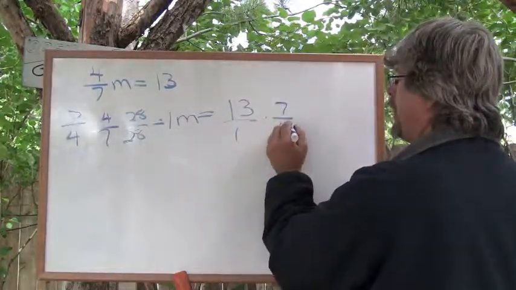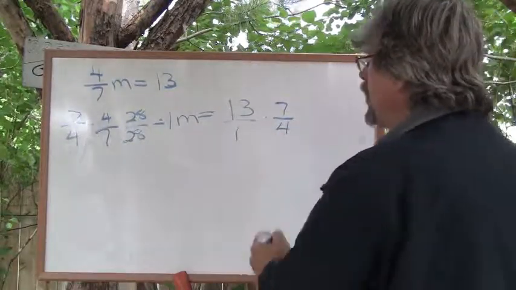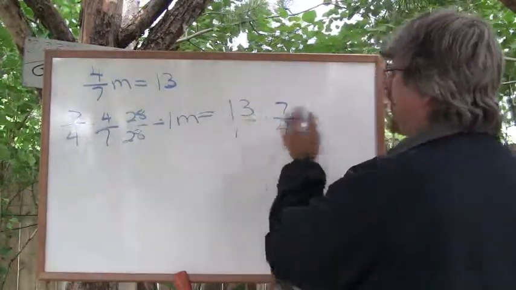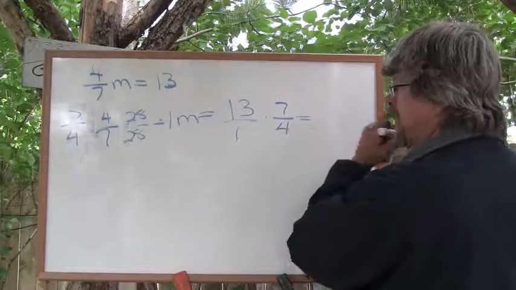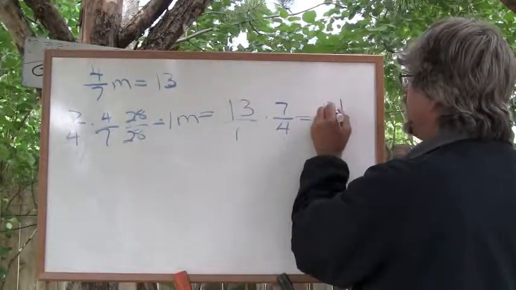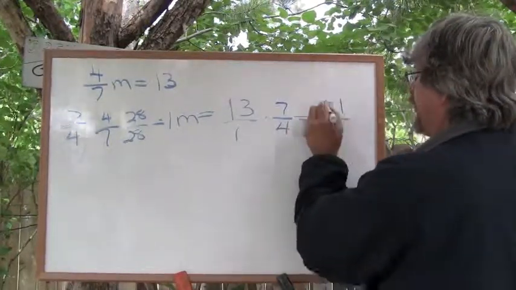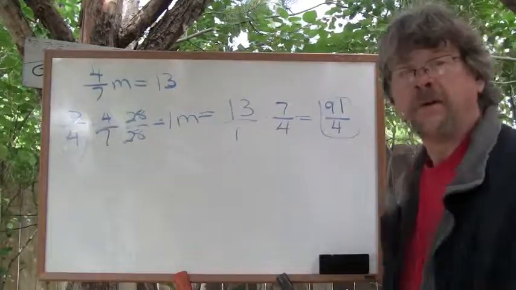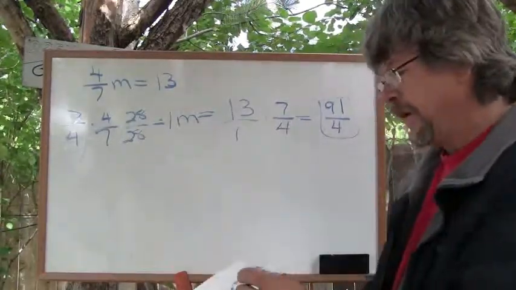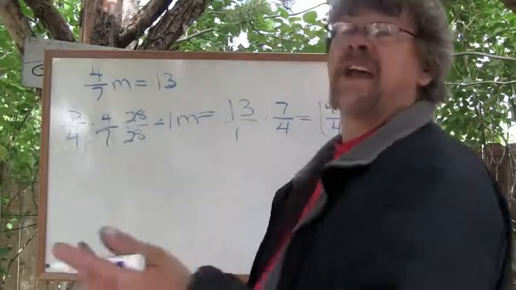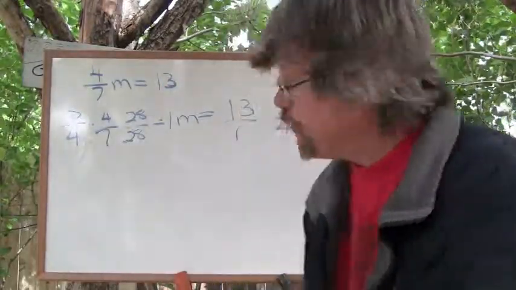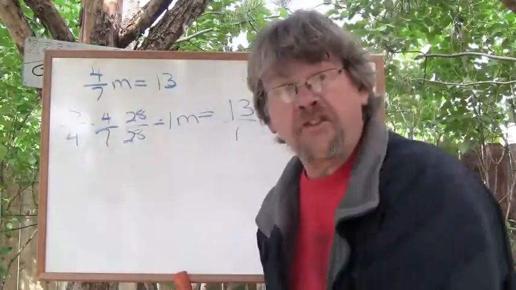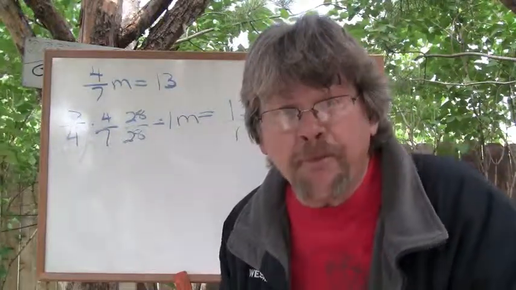7/4. Can anything cancel down? No, it can't. So we have to multiply straight across. 7 times 13 is 91, over 4. And there's your answer. It's that simple. This is so fun when it's simple. It doesn't even matter, you guys. We have proper fractions here. What if we have an improper fraction?